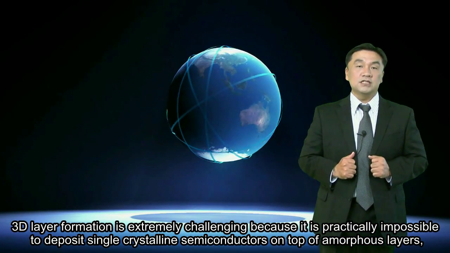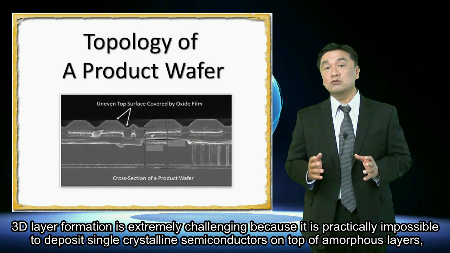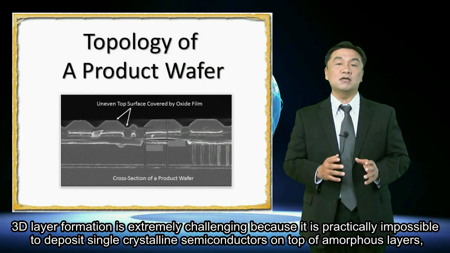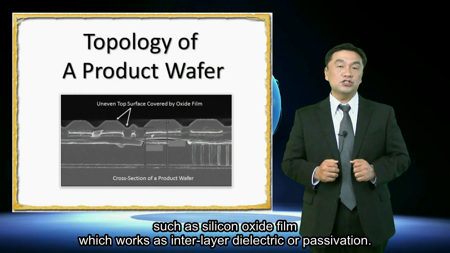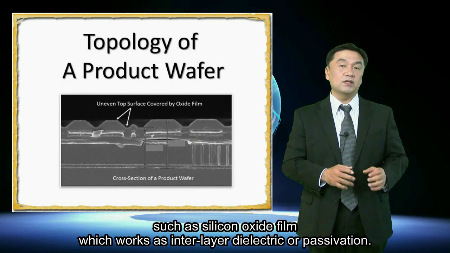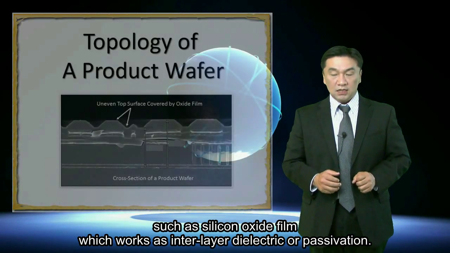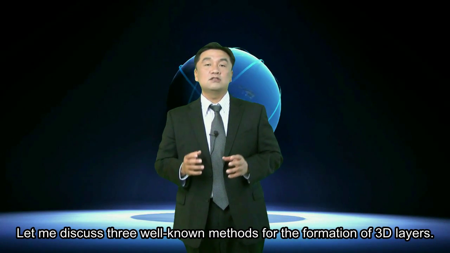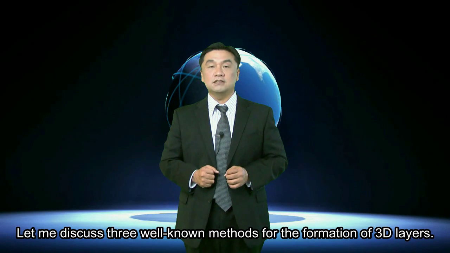3D layer formation is extremely challenging because it is practically impossible to deposit single crystalline semiconductors on top of amorphous layers, such as silicon dioxide film, which works as interlayer dielectric or passivation. Let me discuss these three well-known methods for the formation of 3D layers.